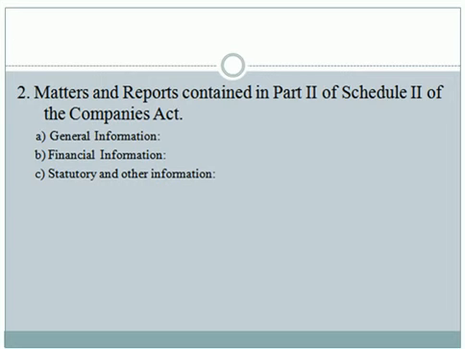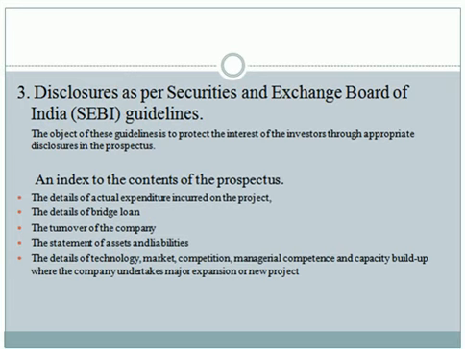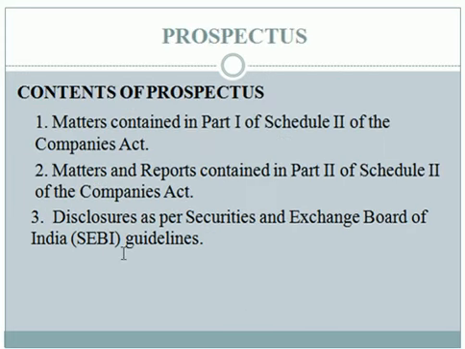Then the third one is about disclosure as per Securities and Exchange Board guidelines. As per the guidelines of SEBI, the company needs to give details of the actual expenditure on any project, the details of bridge loans, the turnover of the company, statements of assets and liabilities, and all those things. So all these three parts of a prospectus are very important. The information in the prospectus should be true, correct, and as per the guidelines of SEBI.